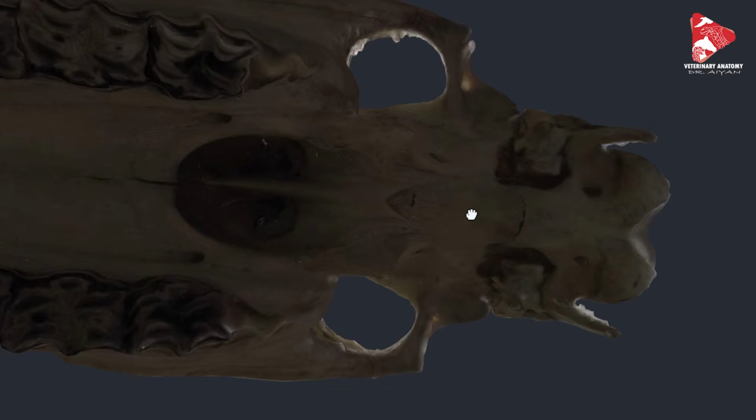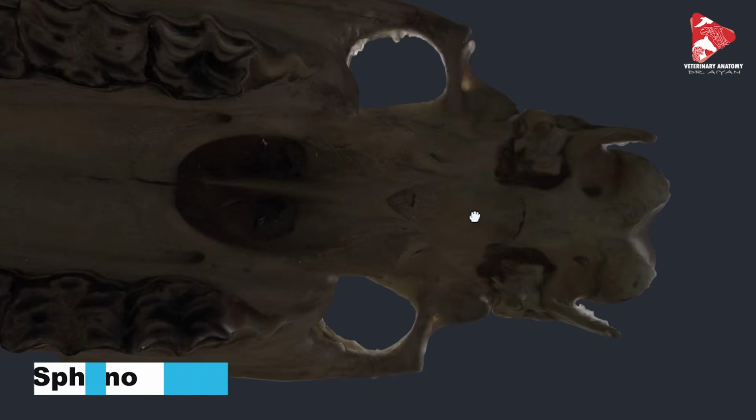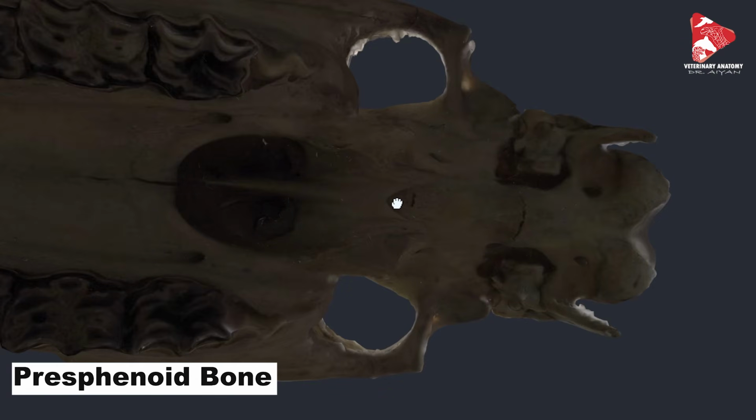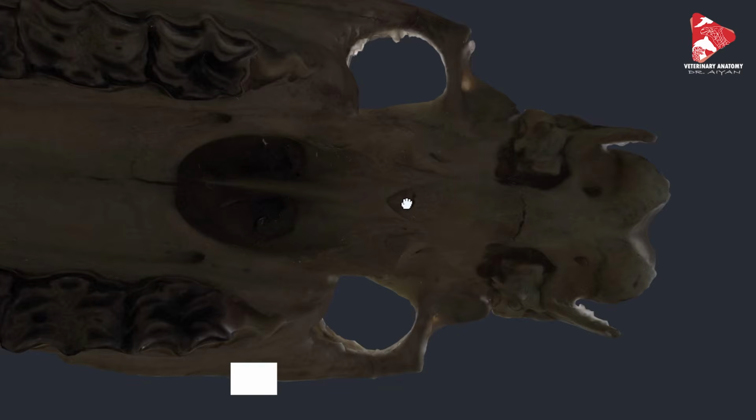This bone here is the sphenoid bone. In front of the sphenoid bone, we can see just part of it, a bone called the presphenoid bone. The presphenoid bone. Okay?